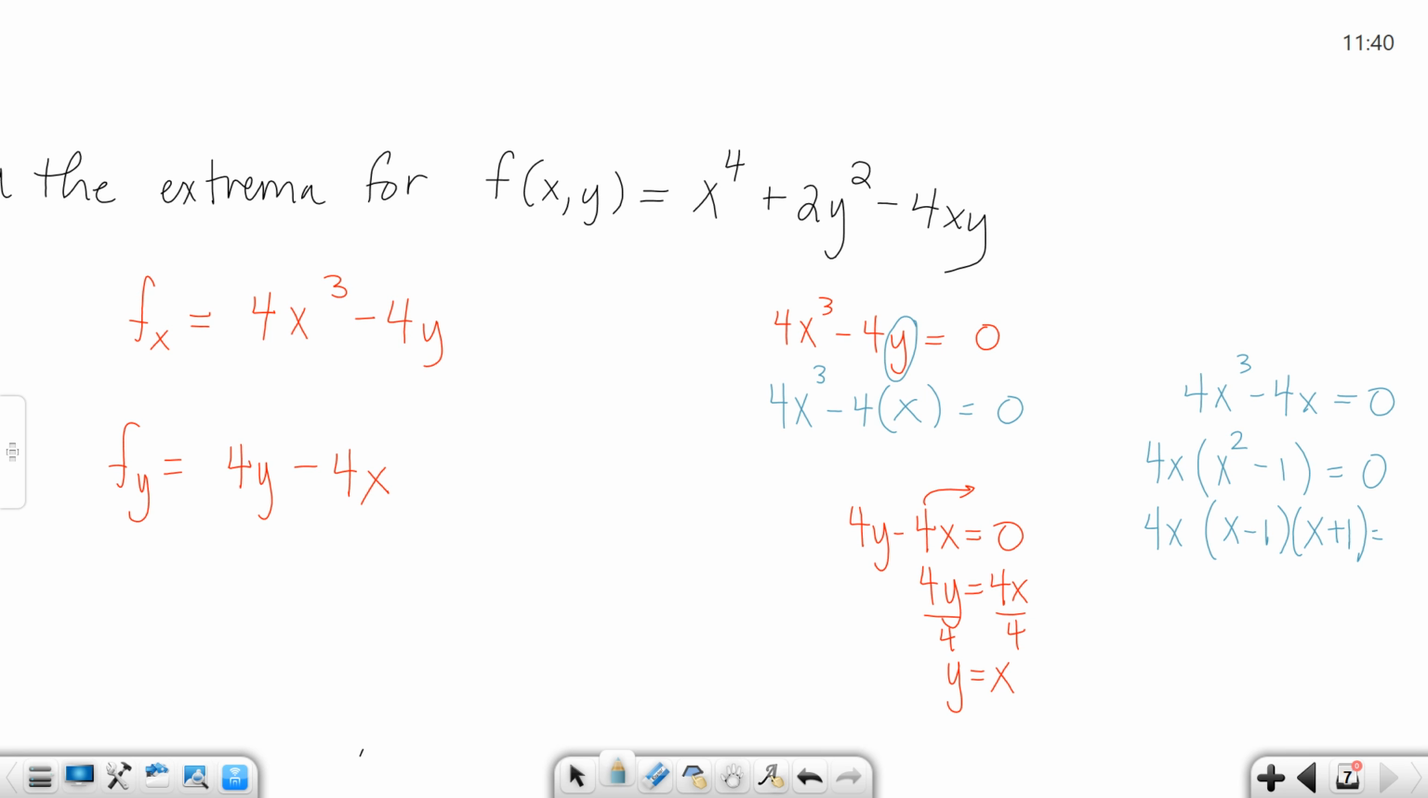Difference of squares. Set this one to 0. Set this one to 0. Set this one to 0. Now, that means we're going to have 3 different critical points.